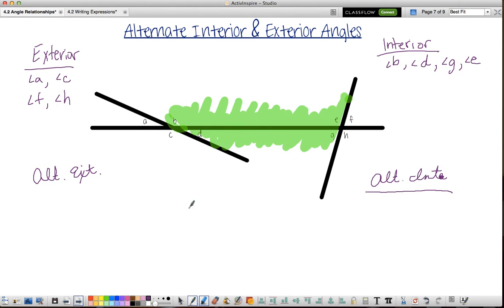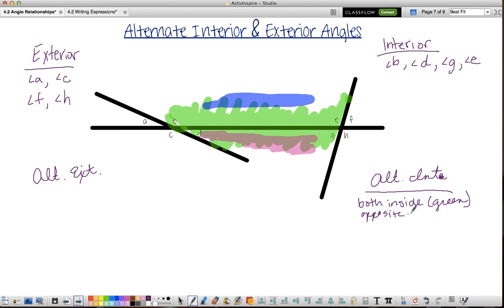So for our alternate interior, you have different sides of the transversal as well. So you have this side that has the pink, and you have this side that has the blue. So you have B, which is on the inside. So basically what you're looking for is one that is green. So both have to be green, so both inside, which is the green area in this case, but opposite sides. So one blue, one pink.